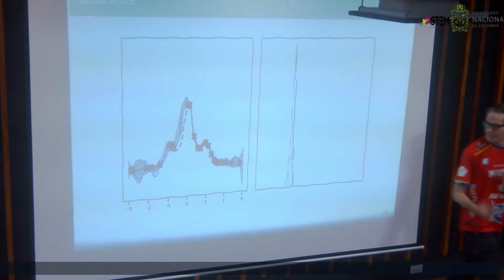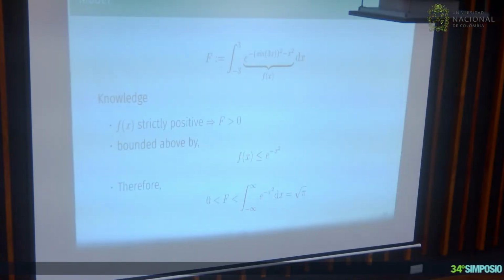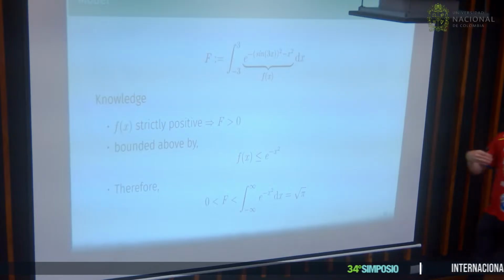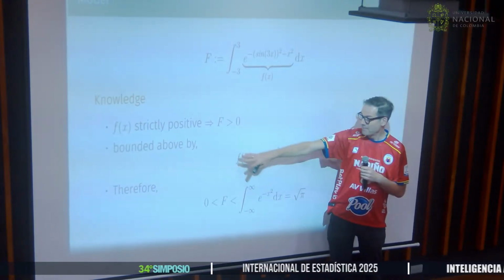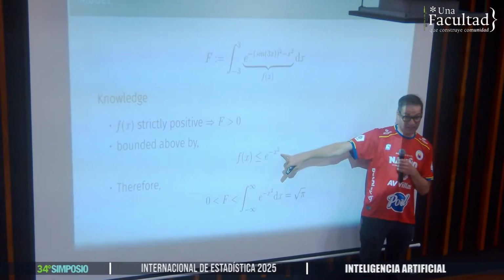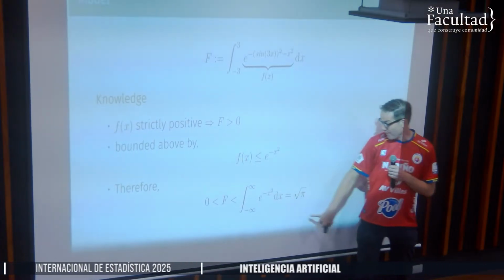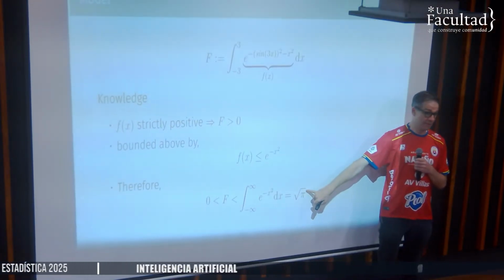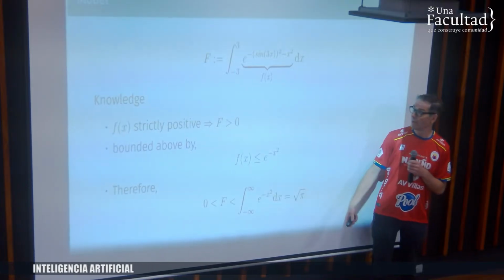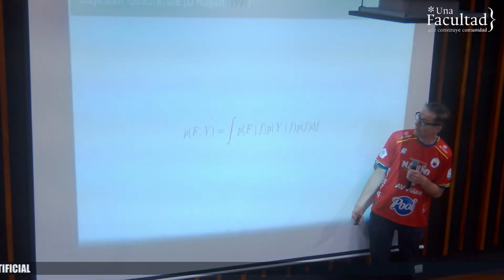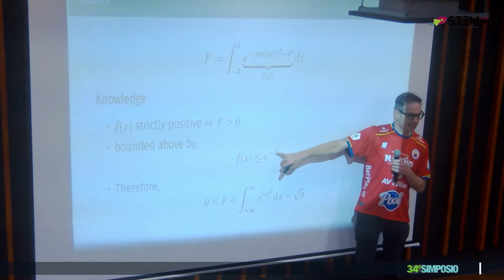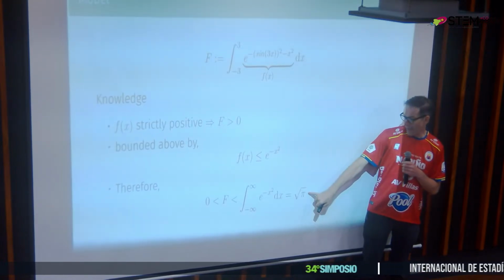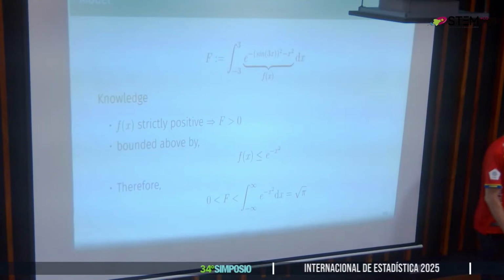So, can we do this in a more clever way? First, we know a lot about this integral. It's strictly positive and bounded above by this, therefore I can even bound the integral to be the square root of pi. It's very simple. I didn't have a plot of this, but it's quite easy to see that it's bounded by this, and therefore I can bound it from above.